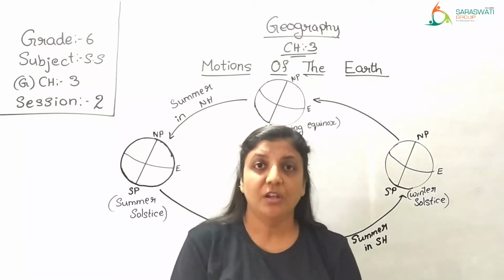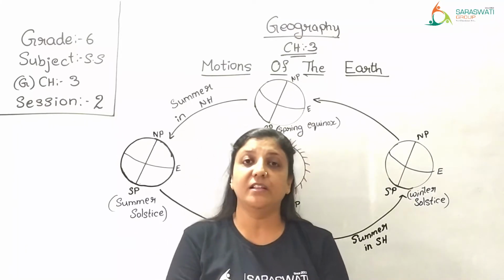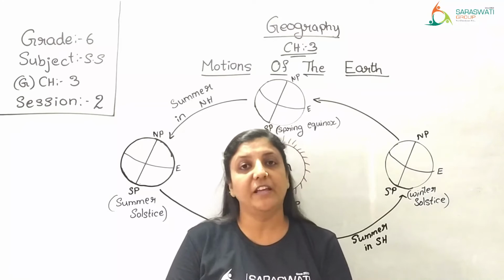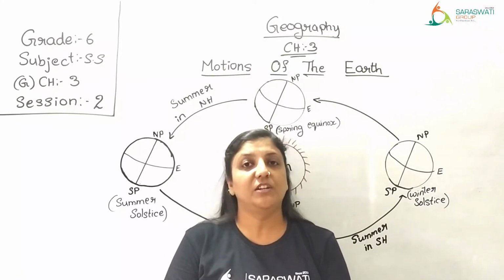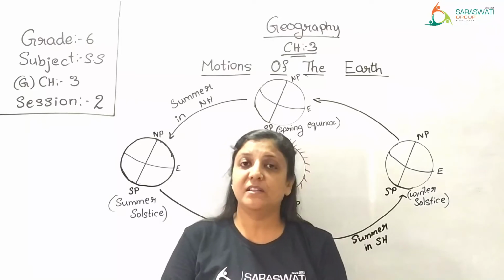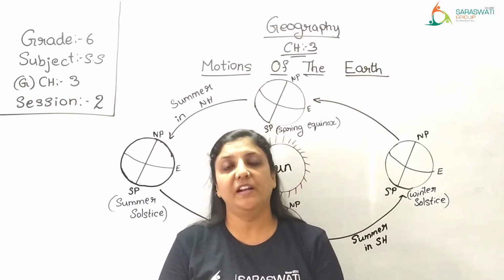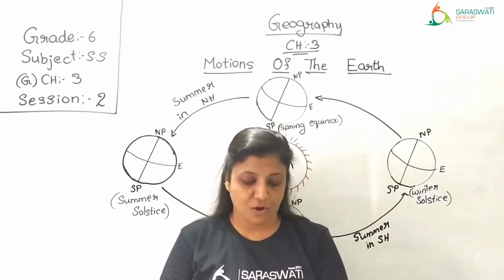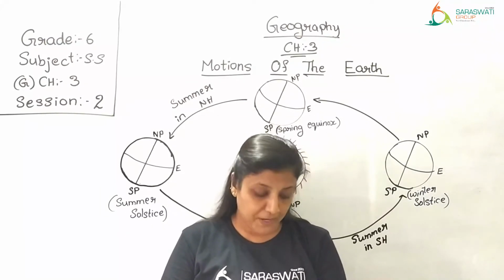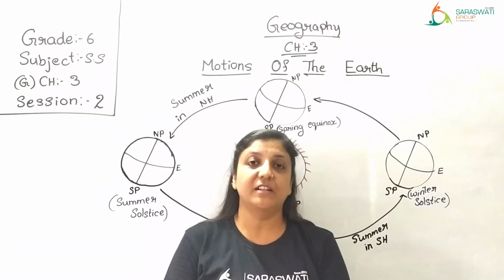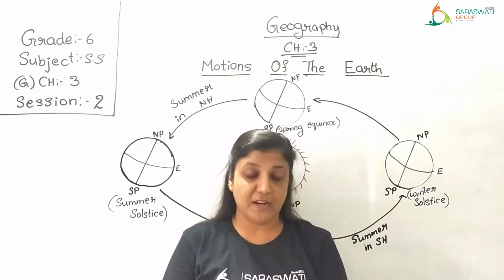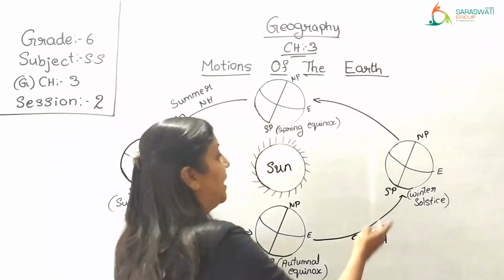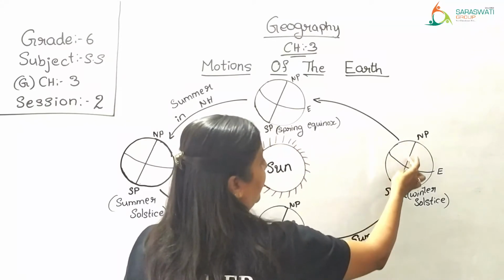In today's session, we will discuss in detail the effects of revolution. Firstly, we will begin with the variation in the length of day and night. Why is there variation in the length of day and night? As the season changes, the length of the day and night also change. The variation occurs because the earth revolves around the sun on its fixed axis, always inclined at 66.5 degrees. Inclined means tilted. See, I told you that this line is not a 90-degree line.